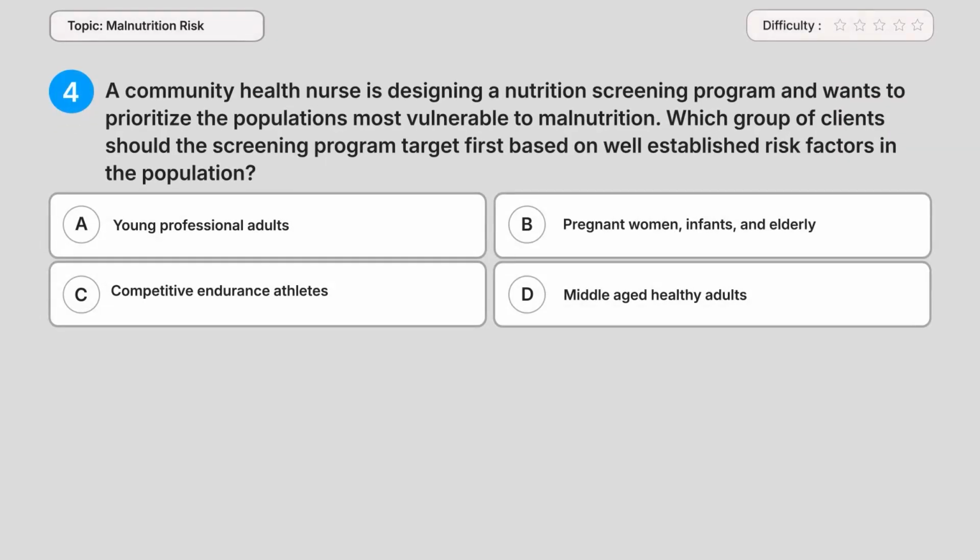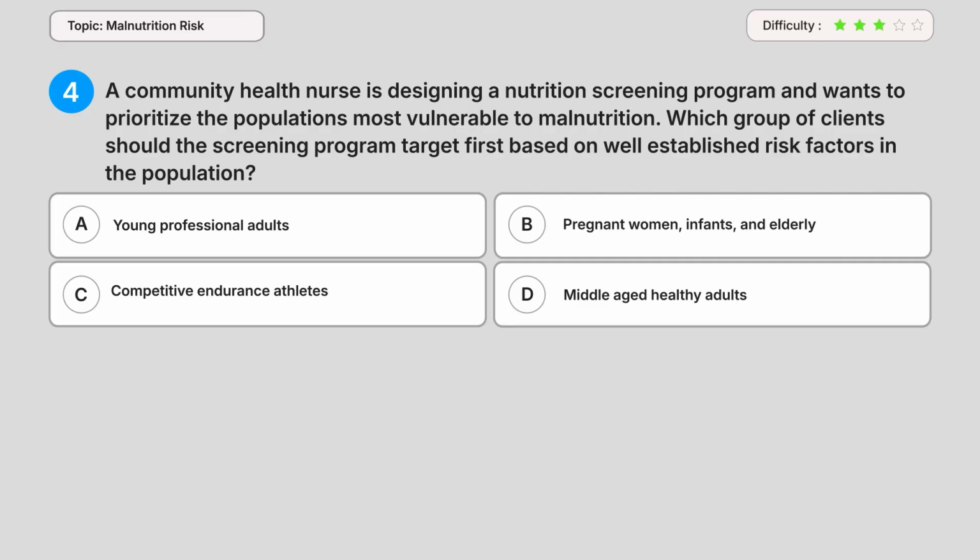4. A community health nurse is designing a nutrition screening program and wants to prioritize the populations most vulnerable to malnutrition. Which group of clients should the screening program target first based on well-established risk factors in the population?